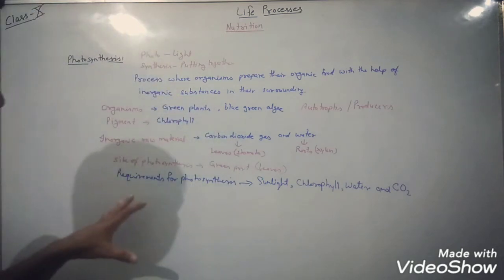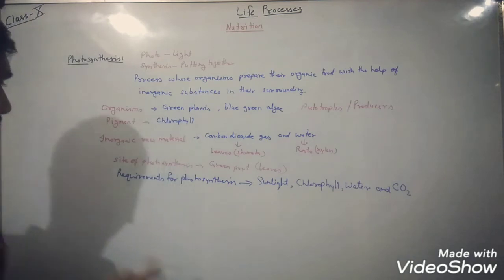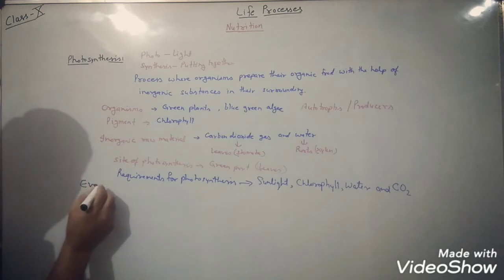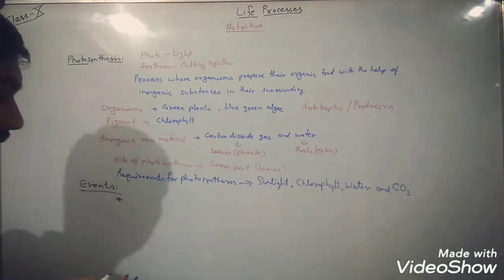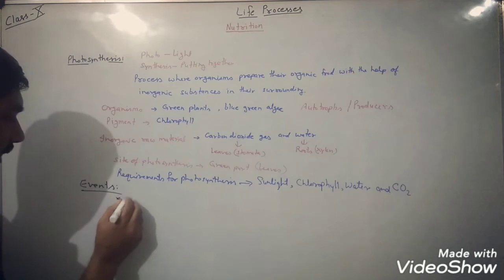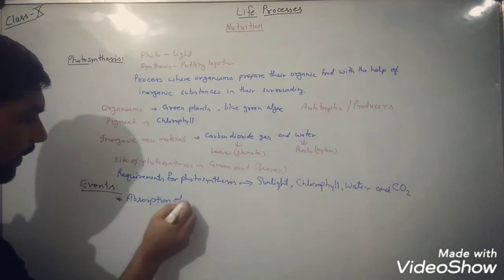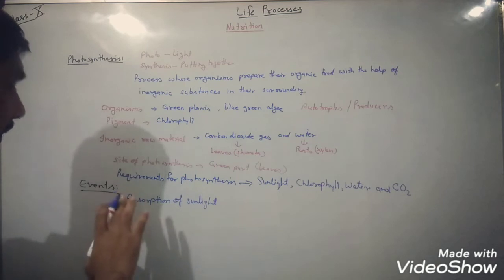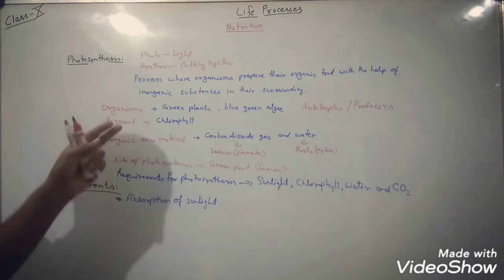So these are the requirements for photosynthesis, and now we will see what the events are during this photosynthesis process. What are the events that are going to occur during this process? The first one is what? Absorption of sunlight. This is the first step that is going to happen when we talk about the chlorophyll.